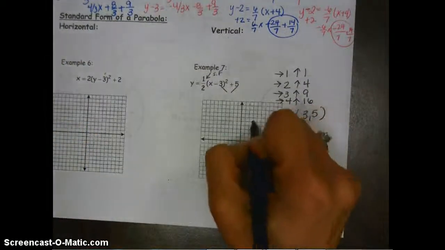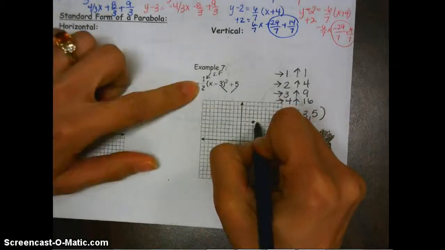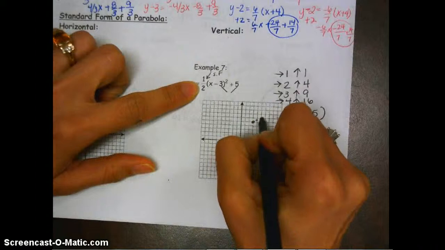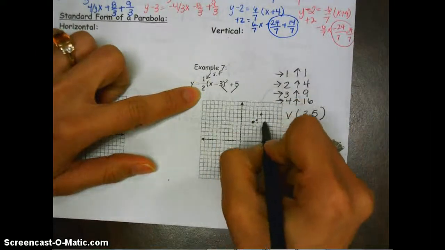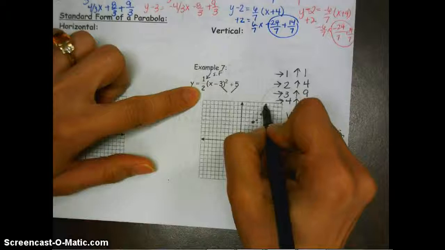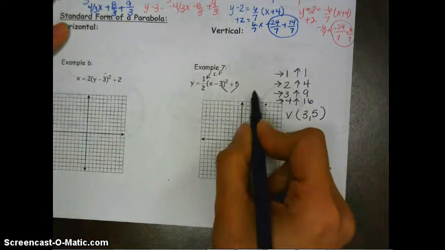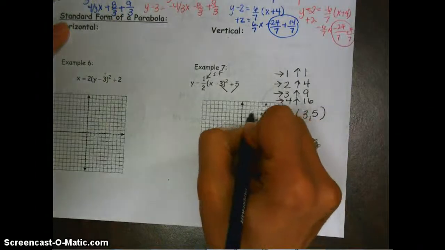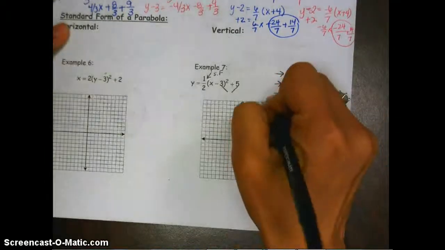Alright, so from the vertex we're going to move over to the right one, but instead of going up 1, since we have a scale factor of 1/2, we're going to go up half. And then we're going to go over 2 and up 2 because of my scale factor of 1/2. Then we're going to go over 3 and up 4.5. So there's the right side of my parabola, and it is symmetrical about the vertex, so I'm going to reflect my points and connect.